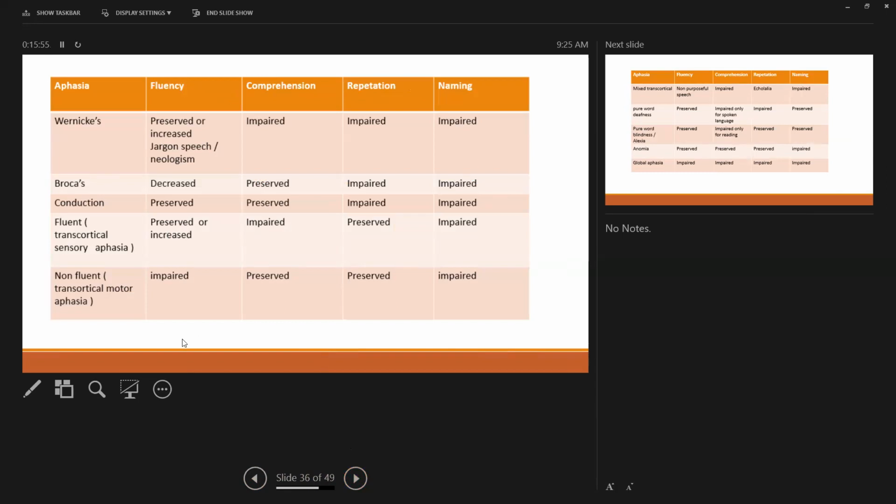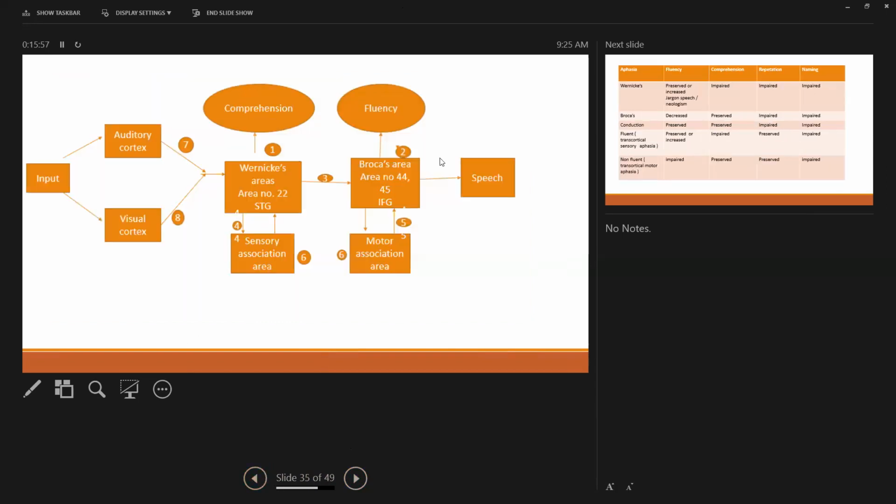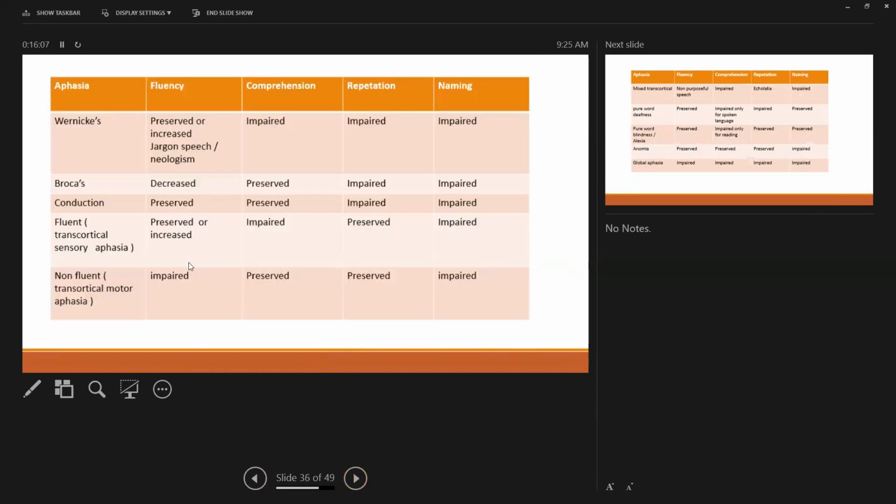And Broca's aphasia. Broca's area is area number 44 and 45 in the inferior frontal gyrus. This area is responsible for fluency, and if this area is damaged, then fluency will be impaired, comprehension will be preserved, repetition will be impaired, and naming will be impaired.